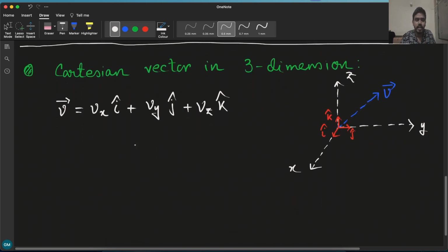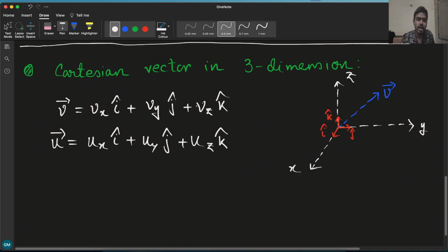And if there is another vector, for example u, which can also be written as a linear combination of these basis vectors, that is ux i hat plus uy j hat plus uz k hat. These are already known things, right?